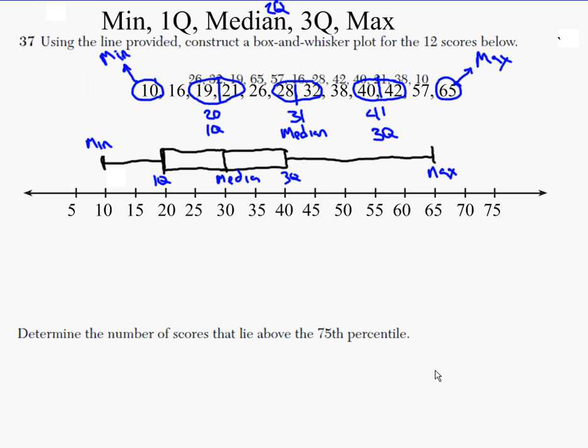Okay, determine the number of scores that lie above the 75th percentile. So the 75th percentile, that's Q3, the third quartile. So they want to know how many scores lie above the 75th percentile. So how many scores are above 41? Well, 42, 57, and 65, 3 scores.